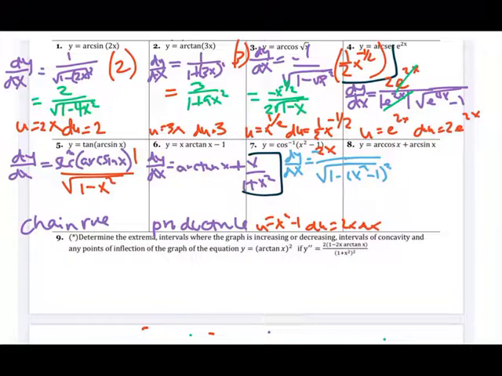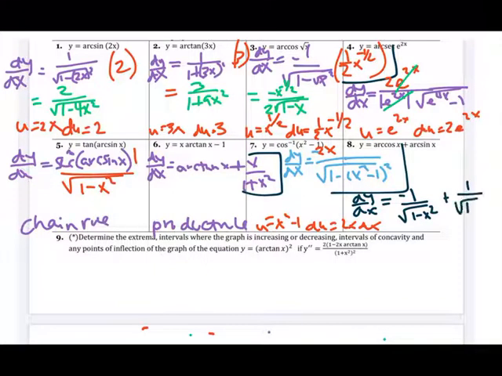And then number 8, we are just adding together 2 different derivatives here. So dy dx is going to equal, well, the derivative of arc cosine is negative 1 over the square root of 1 minus x squared. The derivative of arc sine is 1 over the square root of 1 minus x squared. So when I add these together, I'm just going to get 0.